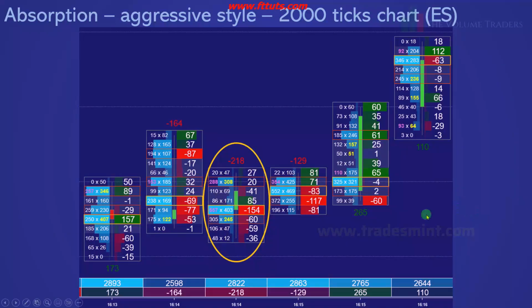And take a look at the time. Entry was 16:14, and this trade for 2 points took 1 minute. Amazing, yes? So trading one contract, you could make $100 in 1 minute. But also, do not forget about focus on the risk. You could also lose $100 in 1 minute or even less.